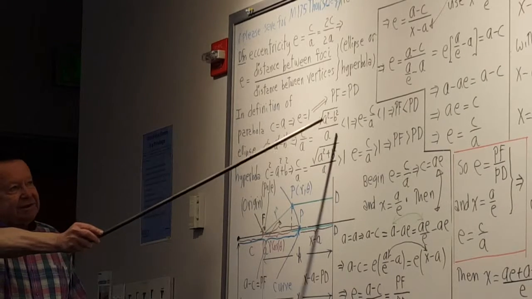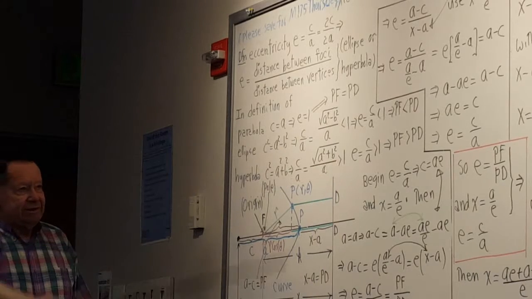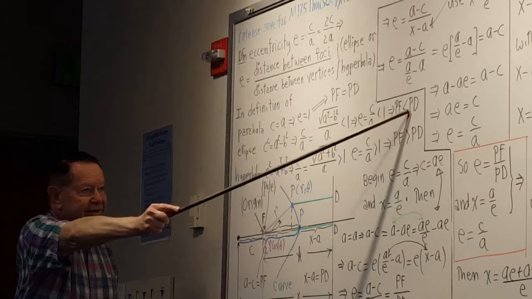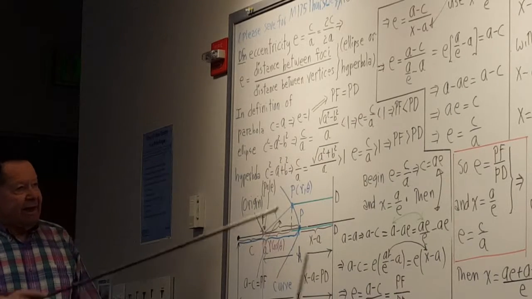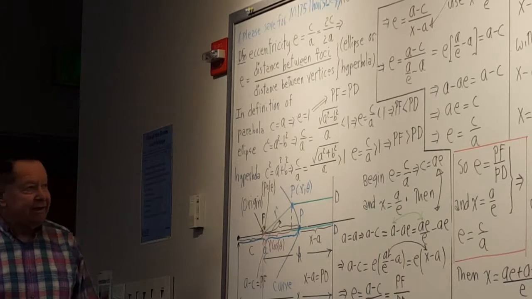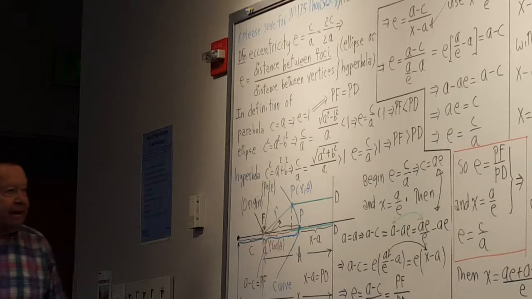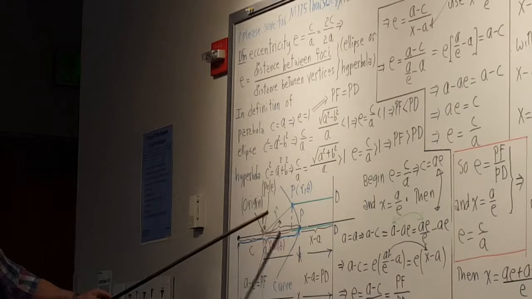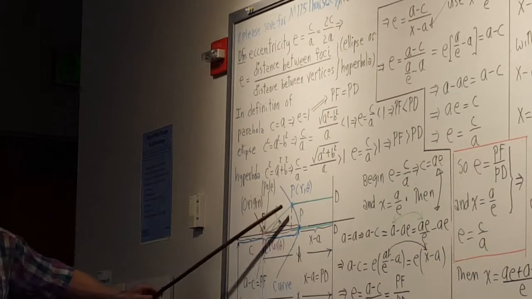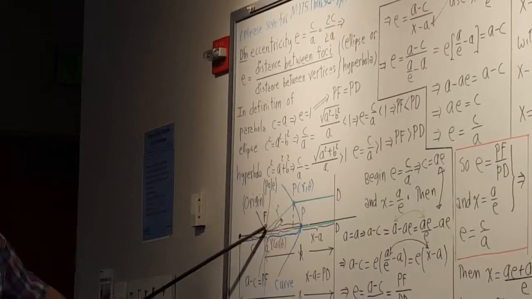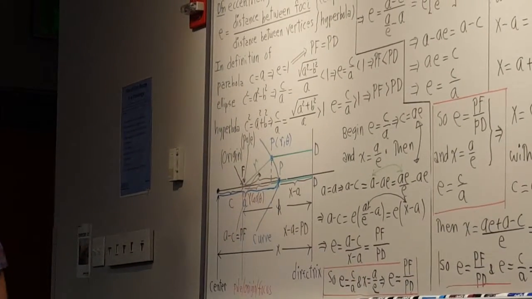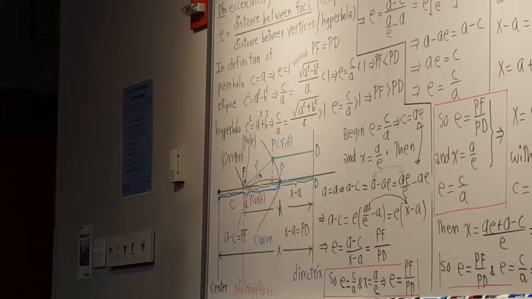So you should see this is less than 1 and this is more. And so in the ellipse, p to f is less than p to d, and in the hyperbola, p to f is more than p to d. And this would be like an ellipse. I think this p to f looks a little shorter than this p to d, and so on. Okay.